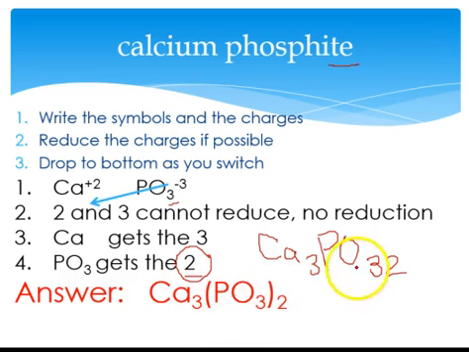Okay, I don't want to just say I need more oxygens. I actually am saying I need 2 PO3s to balance out my 3 Cas. So whenever the subscript is not going to be a number 1, I have to put the polyatomic in parentheses.